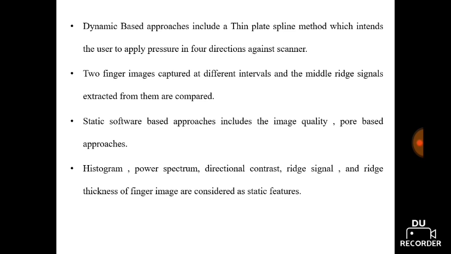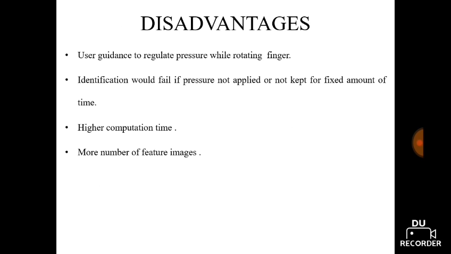In the perspiration-based approach, the finger impressions are captured at different intervals and the ridge signals extracted are then compared, which then uses a backpropagation neural network classifier to differentiate the live and fake images. The fake images contain air bubbles and are created by using gelatin, clay, latex, wood glue, etc. The major disadvantage is that the user needs guidance while rotating the finger. Also, the computation time is larger since there are more feature images.